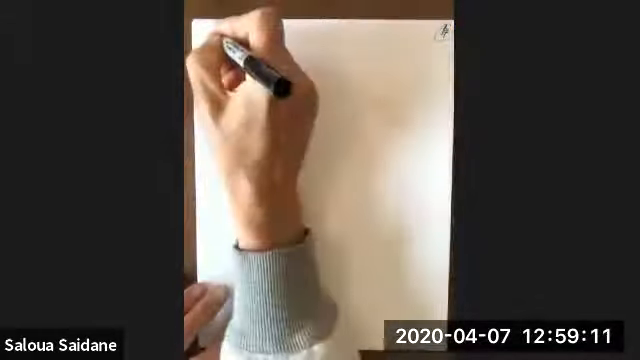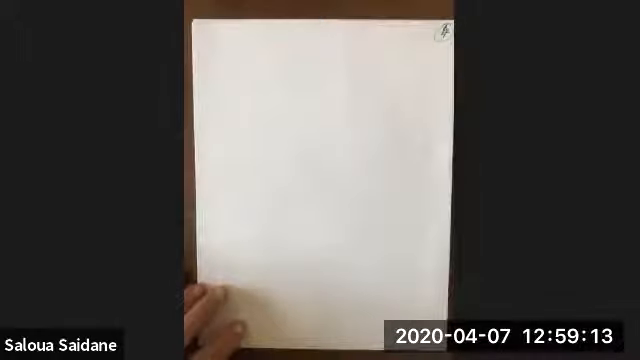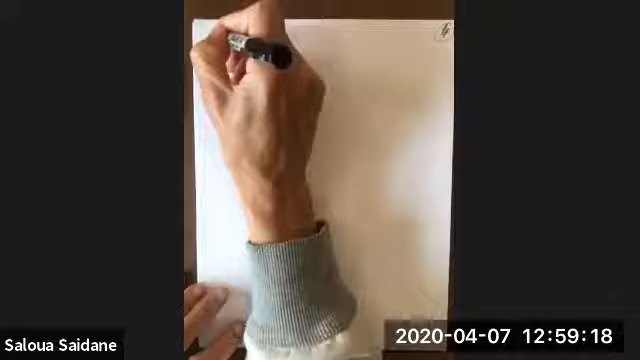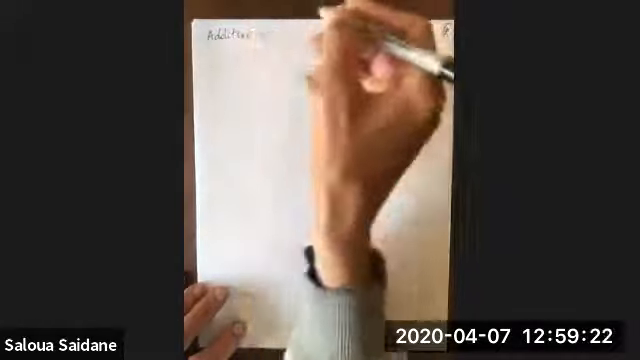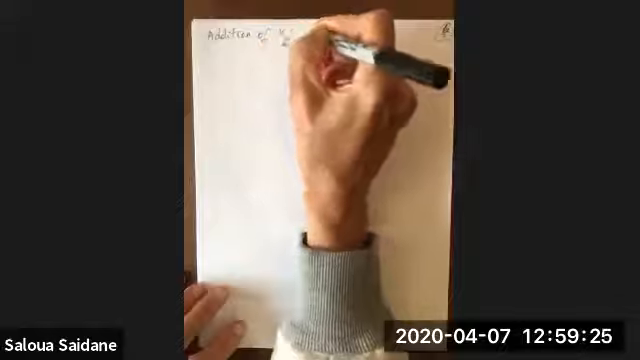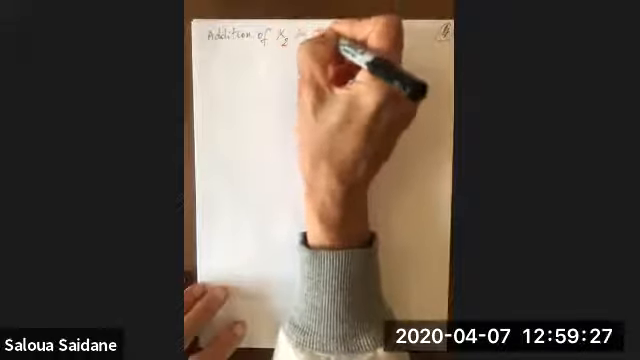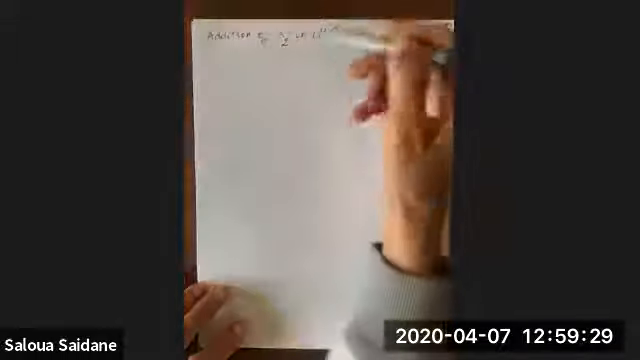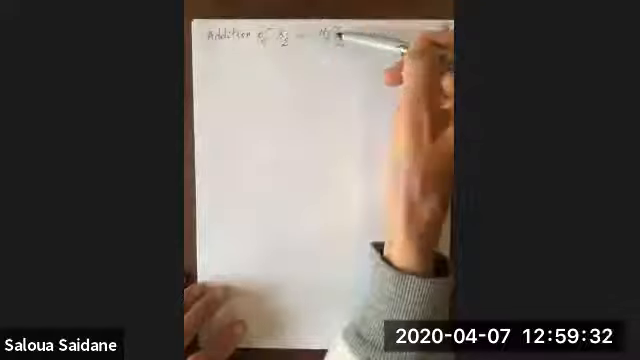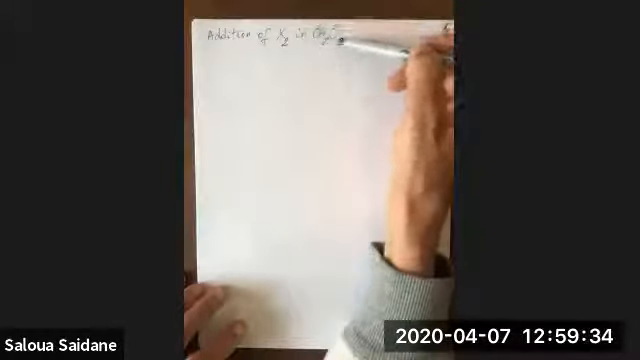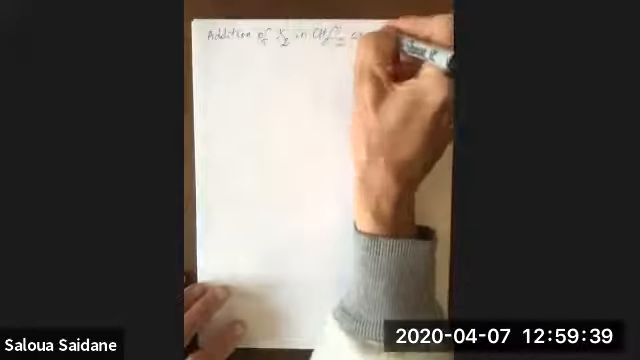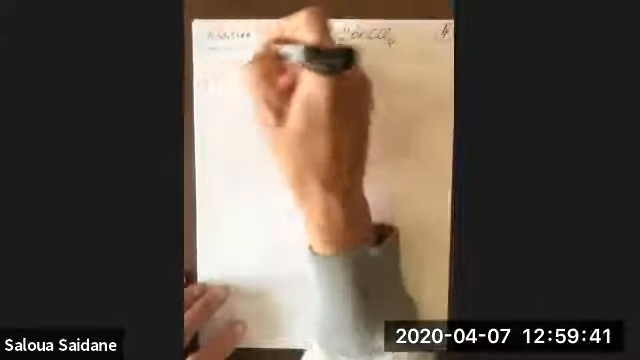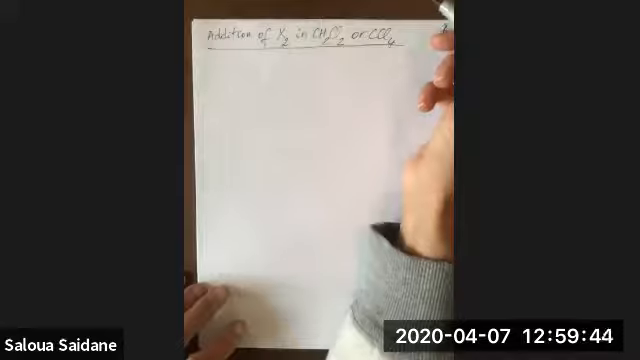So we're going to now add addition of, let's say, X2 in CH2Cl2. So it means that we're adding a halogen in the presence of a nonpolar aprotic solvent. This is exactly what we did. So it can be this or CCl4. So this is what we did for the previous chapter.